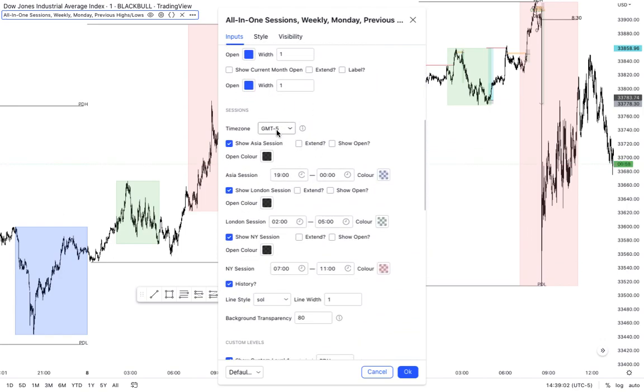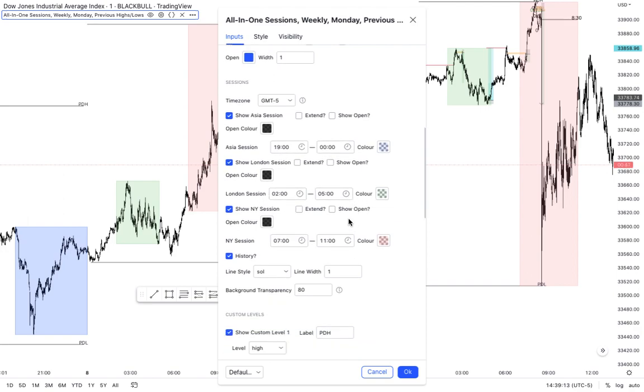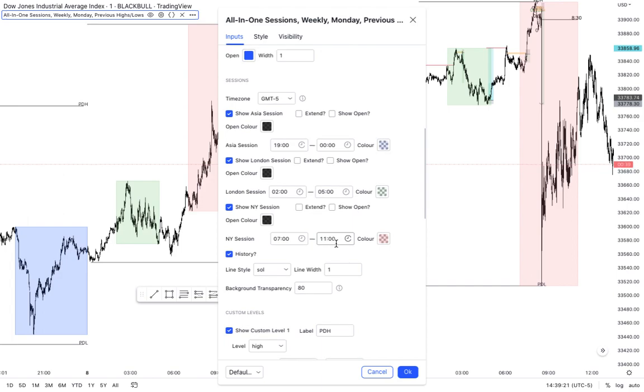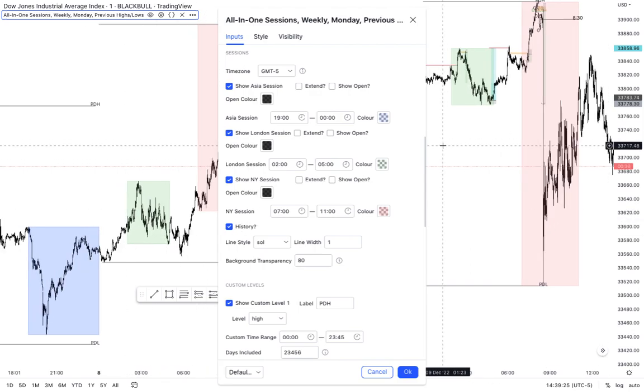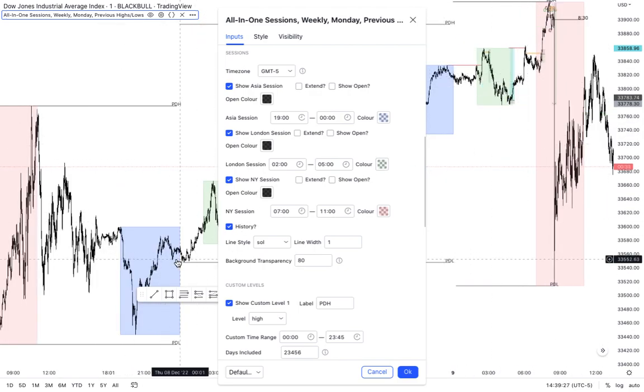GMT -5. Do remember, you need to have GMT -5 over here and GMT -5 over here as well. The 19 to 0 is Asian session, the 2 to 5 is the London kill zone, the 7 to 11 is, although it is 10, but I have expanded it to 11. The 7 to 11 is New York session, and if you want a session to be shown on the previous day's level, you need to click this history as well.